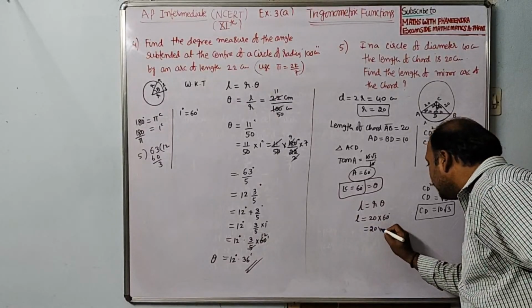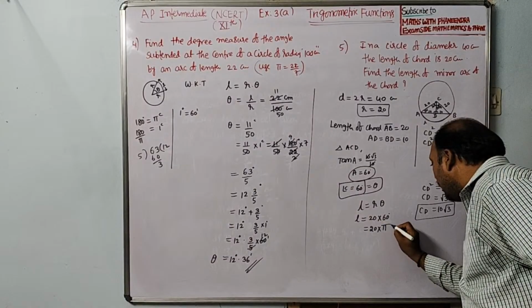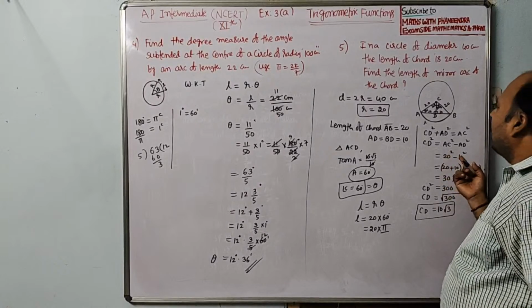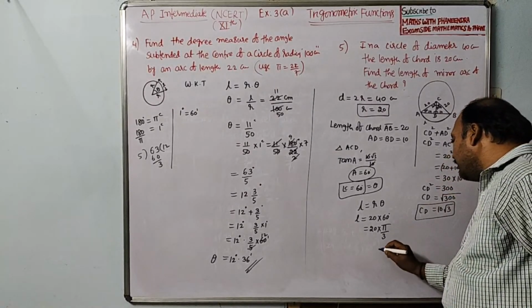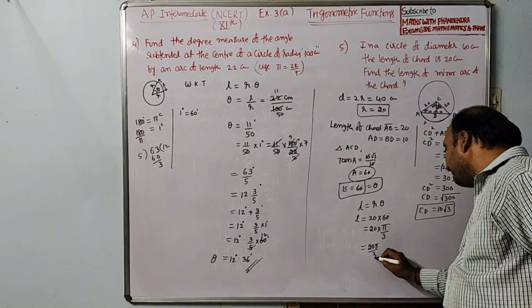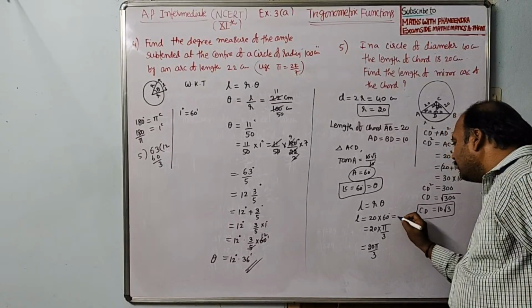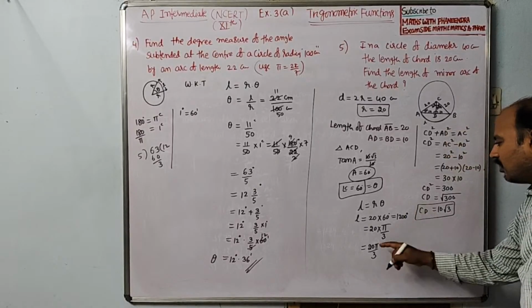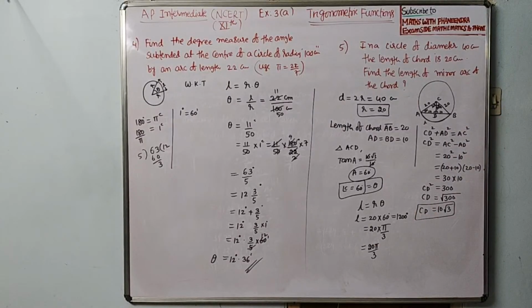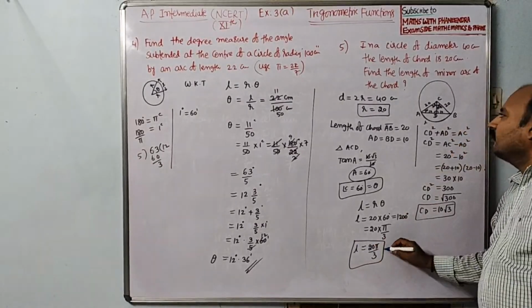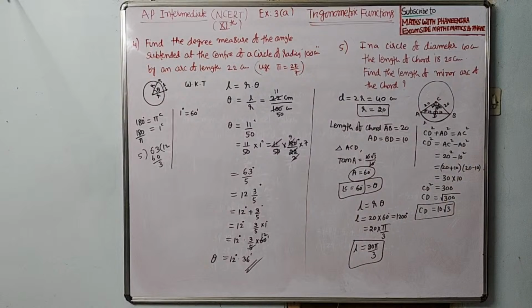So 20 into 60 degrees means pi by 3 in terms of radians. They are asking just the length of the minor arc. That's all. Pi by 3, so 20 pi by 3 we can write it. Otherwise, if you want to write in degrees, 1200 degrees or 20 pi by 3 radians. So therefore, length of arc L is equal to 20 pi by 3, whatever the unit given, centimeters.